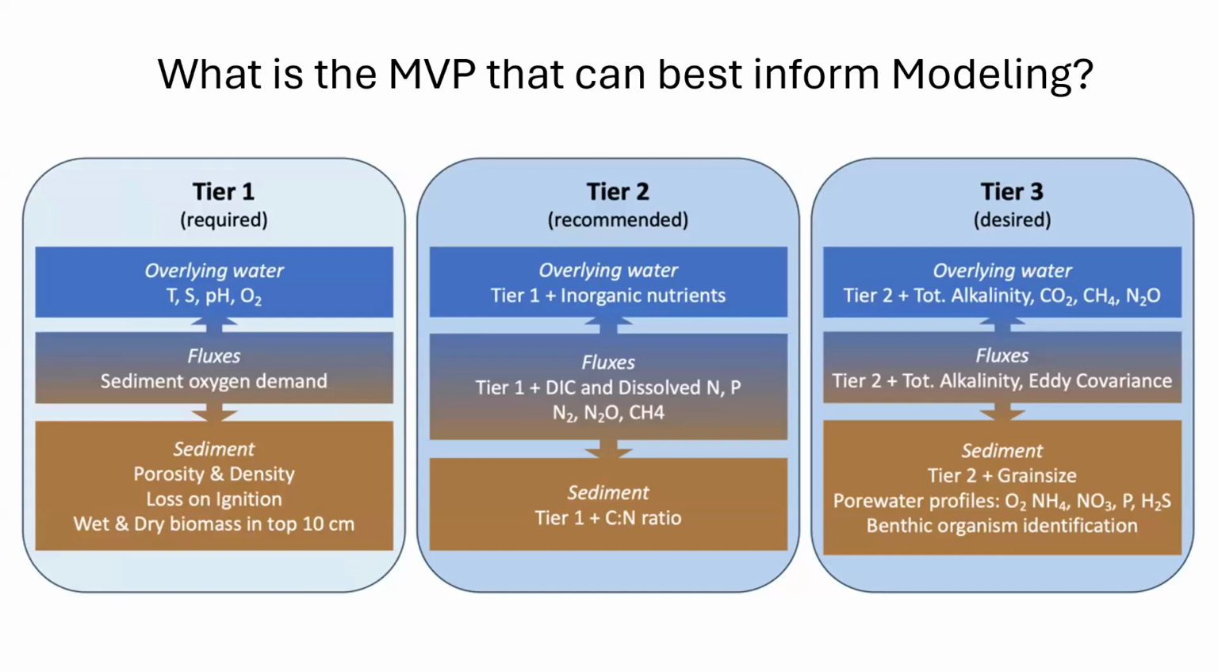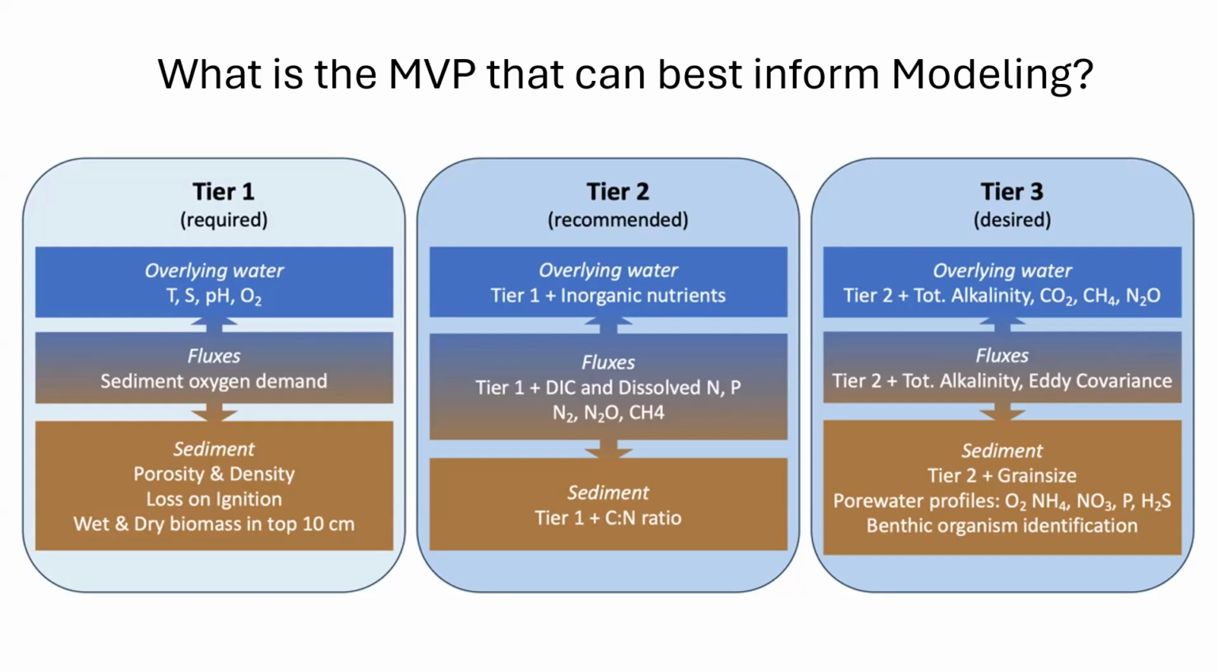The next exercise we did was: how do we do those observations and what does it look like? This worked in the framework for this proposal, thinking about different tiers of measurements and what everybody can do. What could most people across the world be able to do? It comes down to physical parameters like temperature and salinity, and then pH and oxygen might be pretty accessible. Also simple measurements of fluxes from core incubations or other available techniques, and some basic sediment parameters like porosity, density, basic loss on ignition, carbon content, and wet and dry biomass.